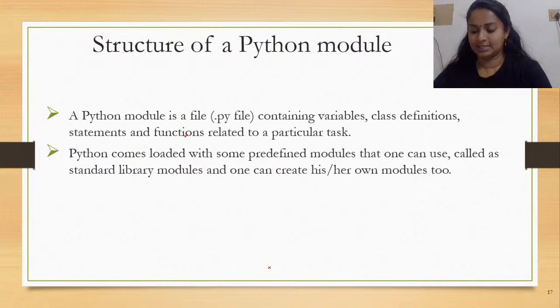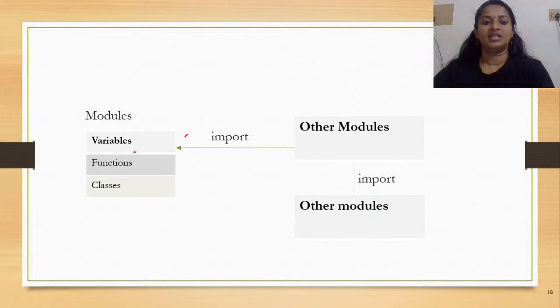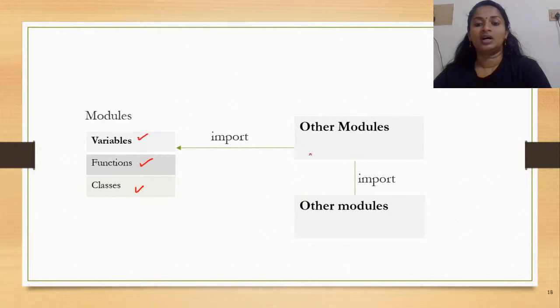So let's see. Here is an example of a module. Now this module consists of variables, and it can contain functions and classes. The other modules can import the module which is defined. Now, what are the other modules? These are modules that are defined by the user or any other Python file. All these files can access from the modules.